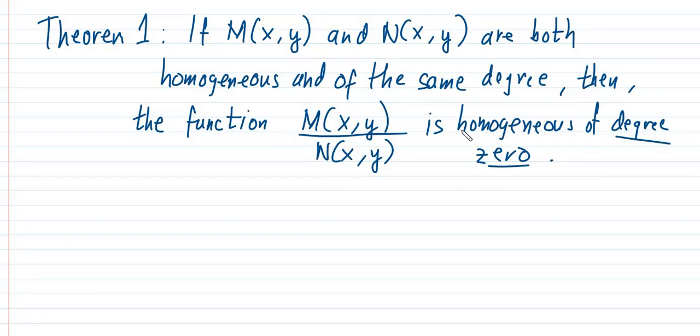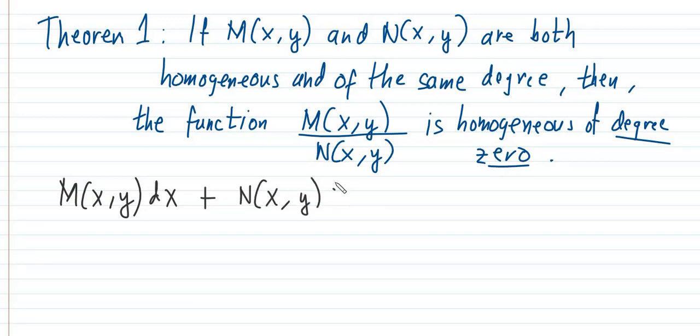So let's apply this theorem to a standard differential equation. Let's say I have a differential equation M of xy dx plus N of xy dy is equal to 0. And I have established by the definition of homogeneity that both of these coefficients are homogeneous and of the same degree. This means, class, you cannot apply this solution to a differential equation which is not homogeneous and whose coefficients are not of the same degree. You can apply this solution only to those kinds of differential equations.